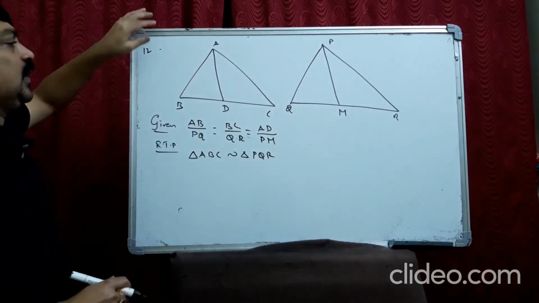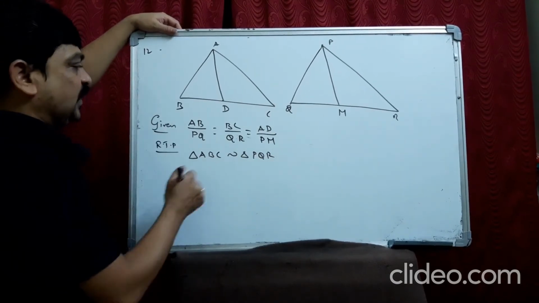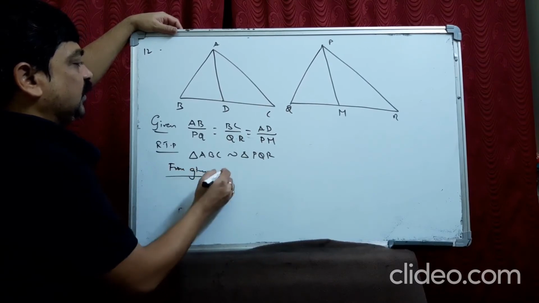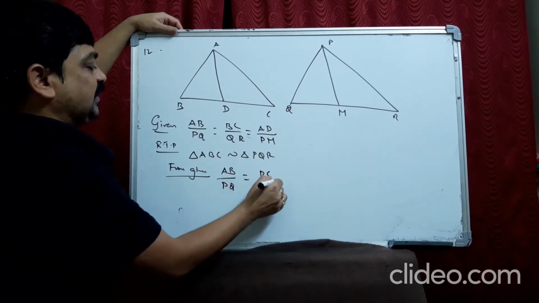Simple thing. When you have this thing, that's what I do. I take the given one first. From given, AB by PQ is equal to BC by QR.